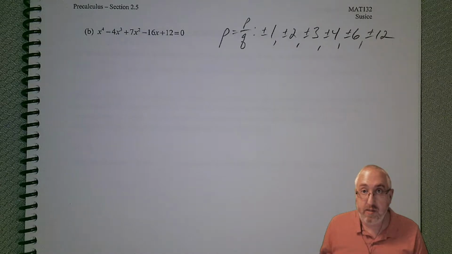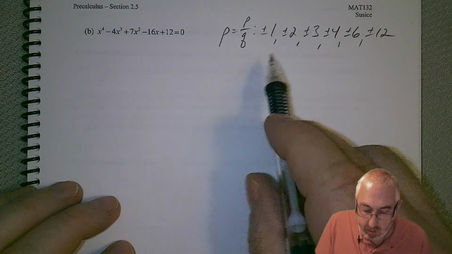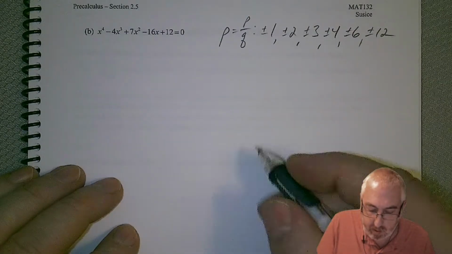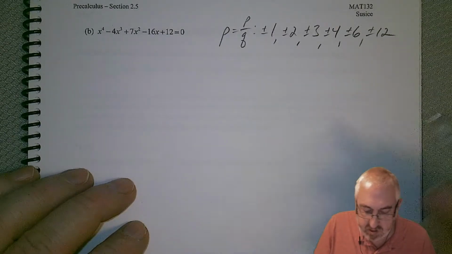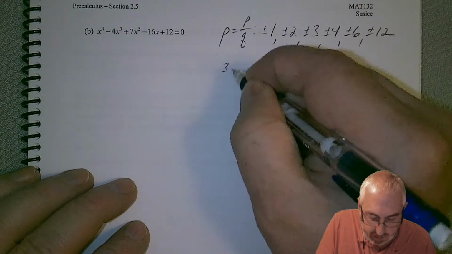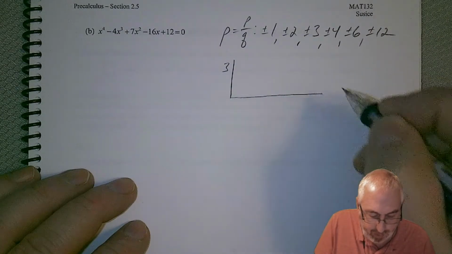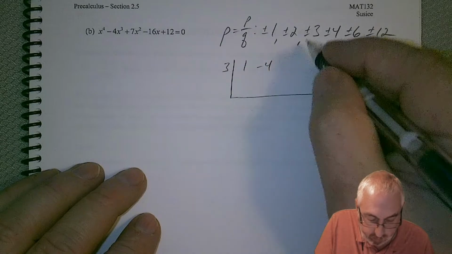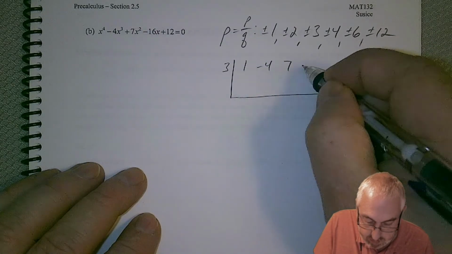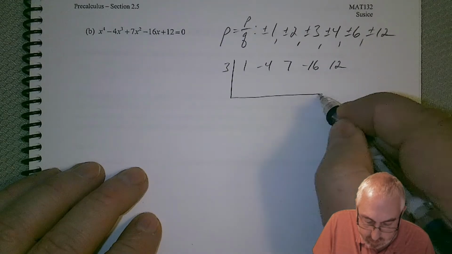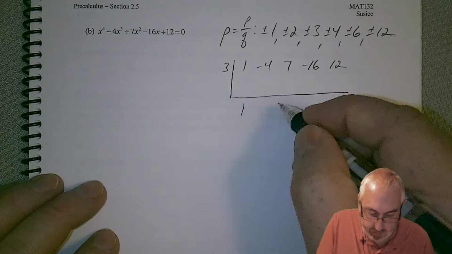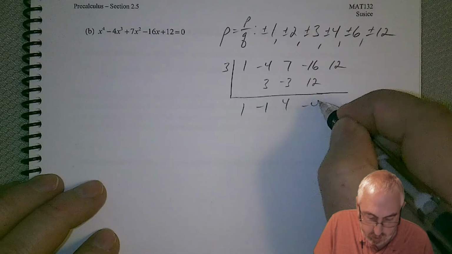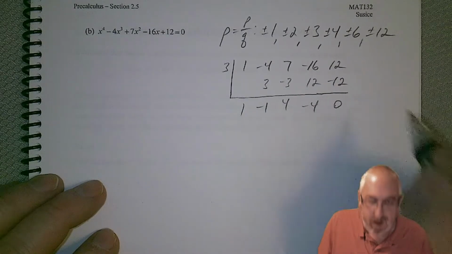And so now let's check, see if we can get an upper and lower bound. So again, let's start in the middle of the list. We can start with either 3 or 4, whichever one you want. Let's try the 3, I guess. Probably be unlucky again and get a 0, but you never know. So we got a 1, negative 4, 7, negative 16, and 12. So let's see what we get. And son of a gun, we found a 0.